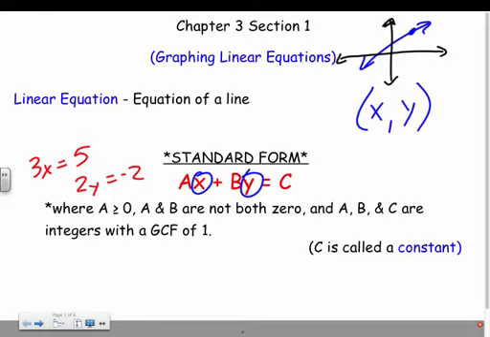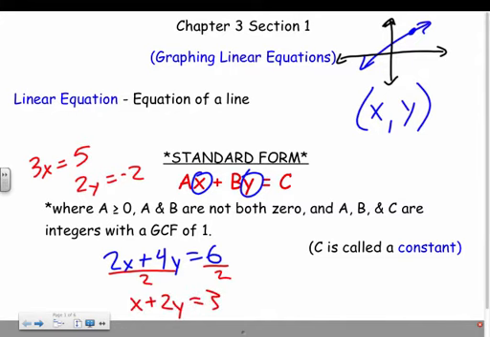And a, b, and c are integers with a GCF of 1. So they've got to be integers. They've got to be positive or negative whole numbers. And if they happen to be something like this, if I had like 2x plus 4y equals 6, they've got to have a GCF of 1. So basically what that means is all these are divisible by 2. So I could divide both sides by 2, which would leave me with x plus 2y equals 3 when I simplify. So now they have a GCF of 1 because there's an imaginary 1 in front of the x.